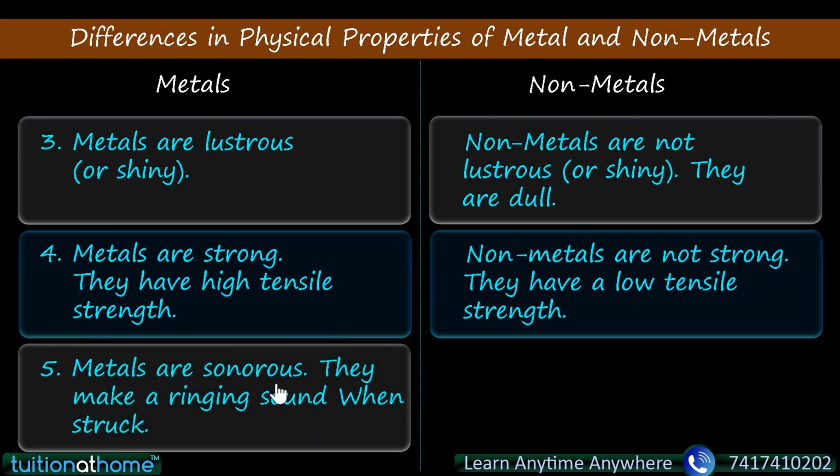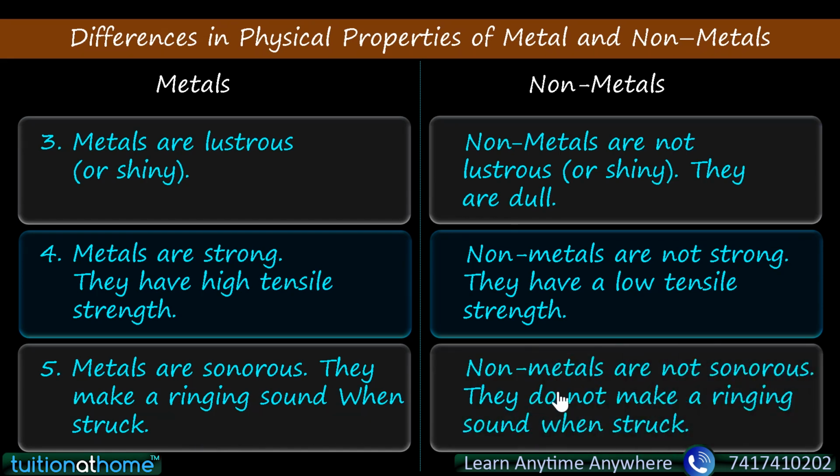Metals are sonorous. You remember the temple bell, right? Yes, so they make a ringing sound when struck. Then we have non-metals, which are not sonorous. They do not make a ringing sound when you strike them.